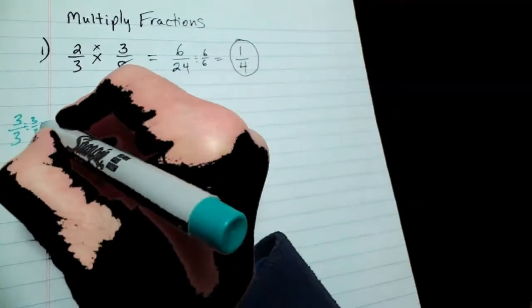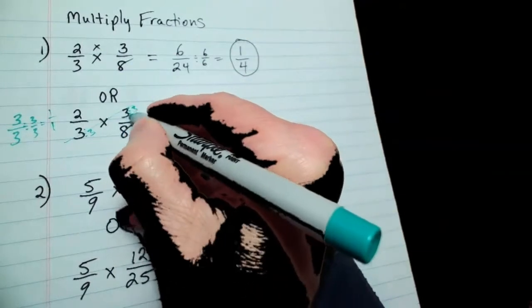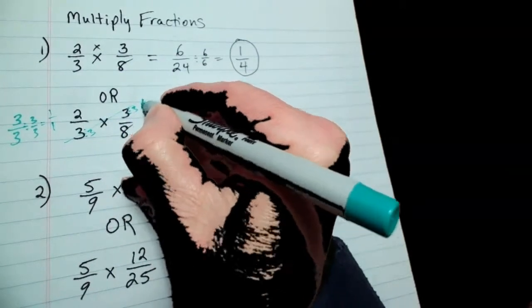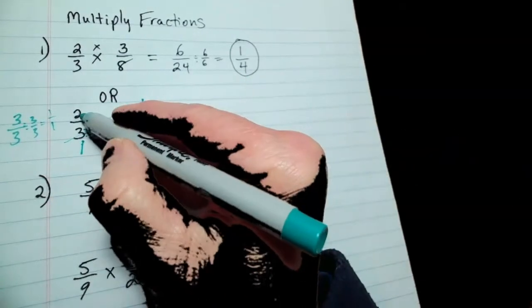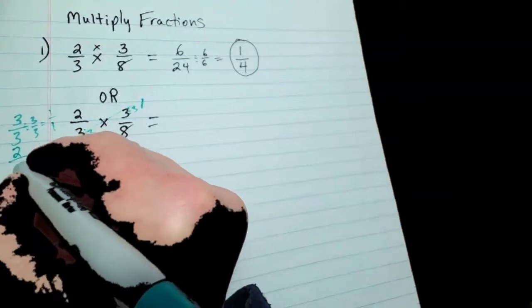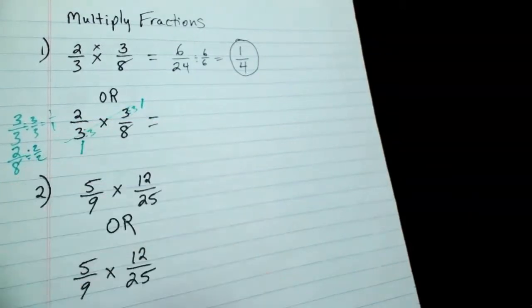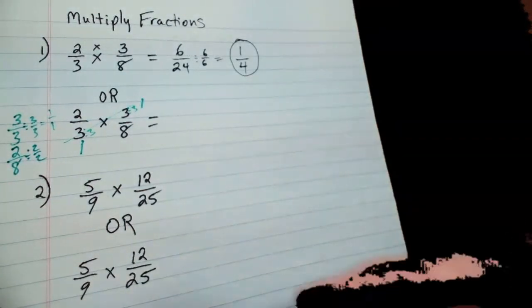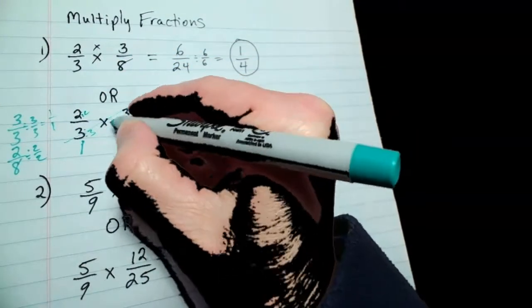When I have 3 divided by 3, I get 1. 3 divided by 3 is 1. Now I look at my 2 and my 8. I pretend in my brain that it's written like this, 2/8. Well, I see right away that 2 will go both into the numerator and into the denominator. So I'm going to divide by 2 and divide by 2.